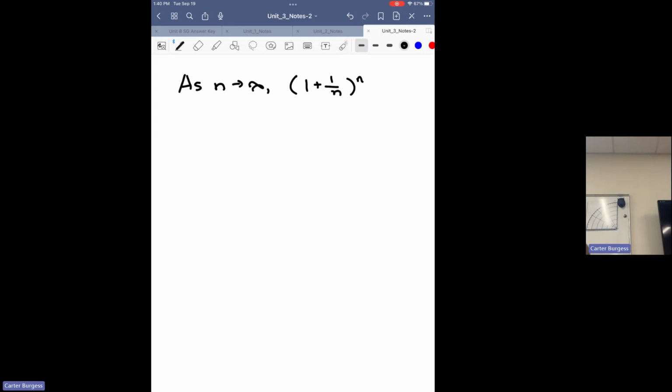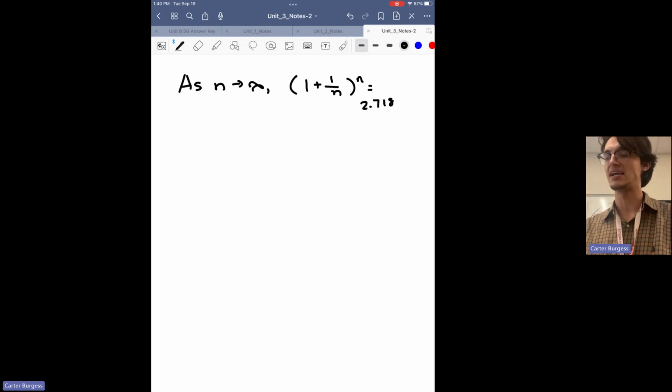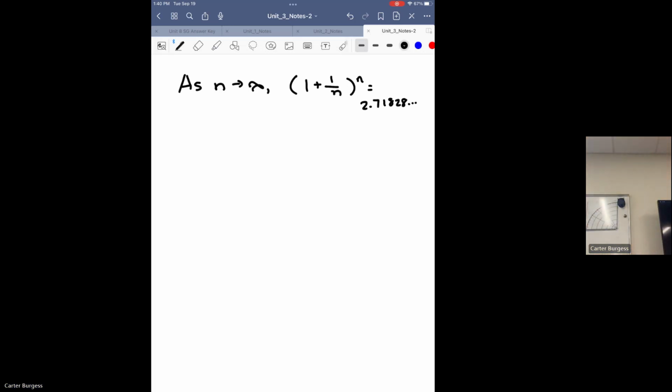This actually is a value that converges. This is a number. In particular, the number that this settles down on is about, I always get the decimals mixed up with this one, 2.71828, and so on and so forth. A little less than 3.